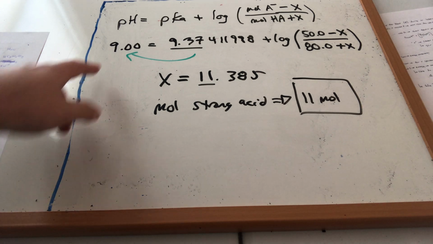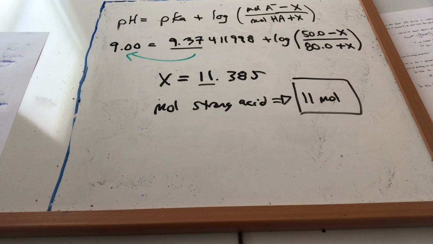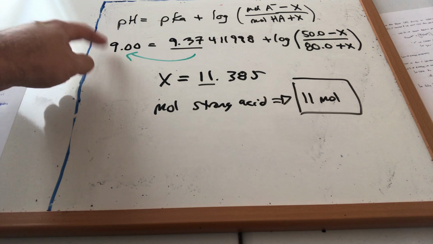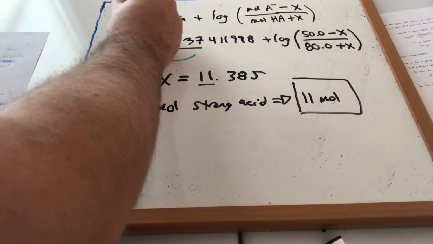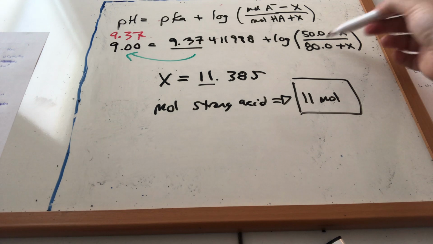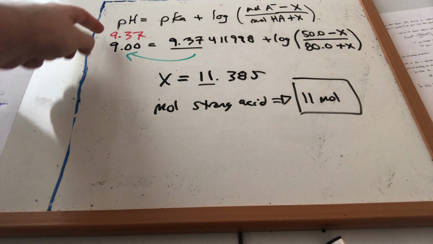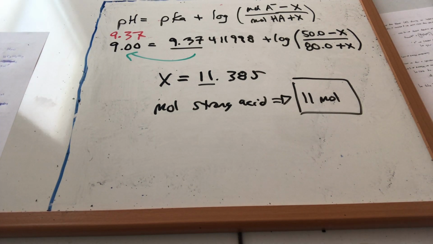Say we wanted to get to pH 10 from our original buffer. What we would do is we would put 10 here, and then we would have to add a base. Remember, this used to be 9.37 with the 50 and the 80. So how do I make this 10? How do I make it go up? This would have to become a positive, and that would have to become a negative. You would have to add base to raise the pH if my new target was 10.